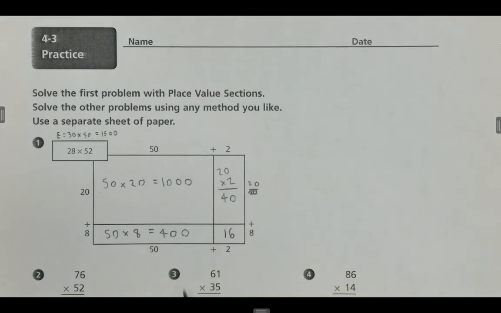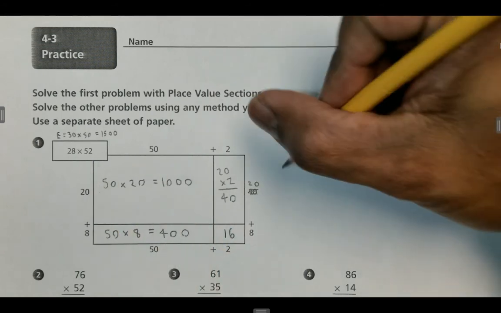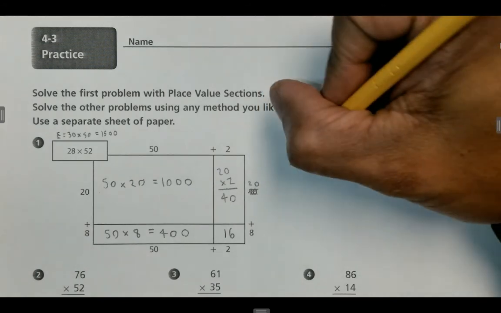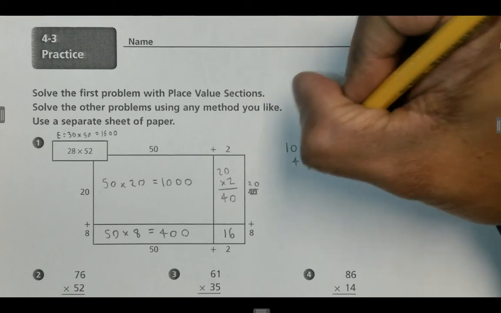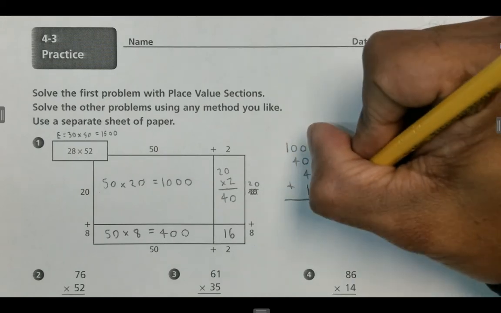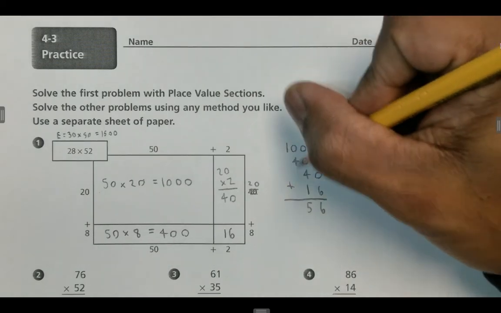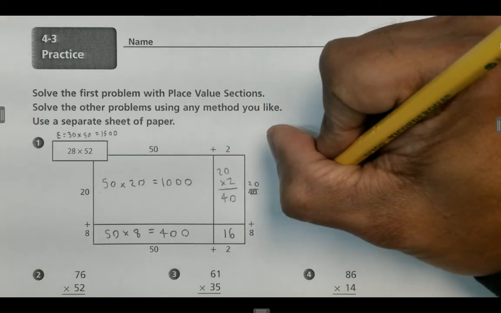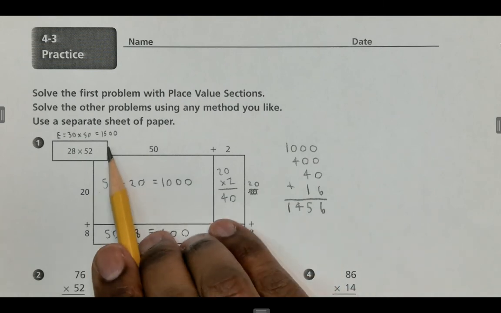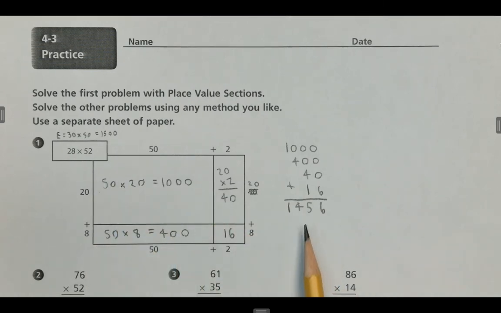Now I've calculated the area of these 4 inside rectangles, and I will add them up to get the area of the outside rectangle. To add these numbers together, I will line them up by place value or stack them, as I like to say. Add up the ones column, add up the tens column, add up the hundreds column and the thousands column, and I get an answer of 1,456. This is very much in the ballpark of our estimate, so it sure seems like a reasonable answer.